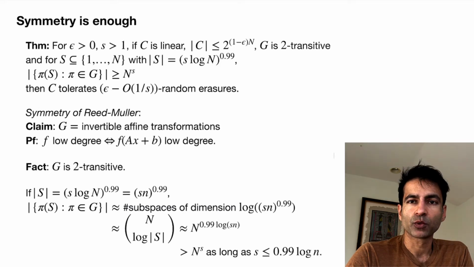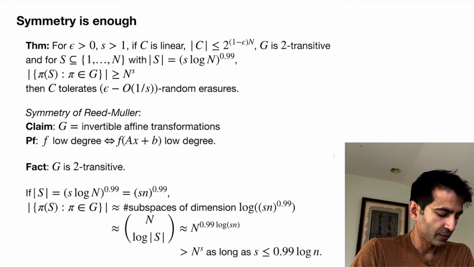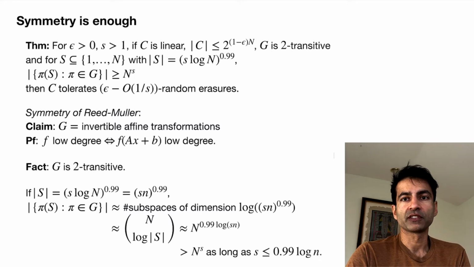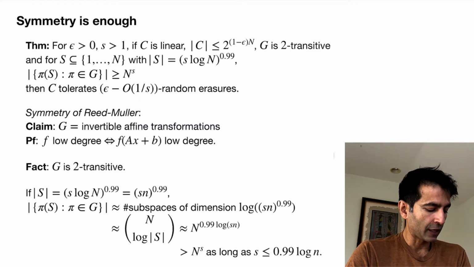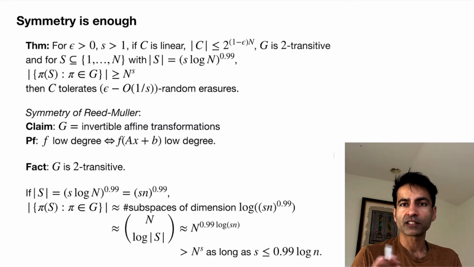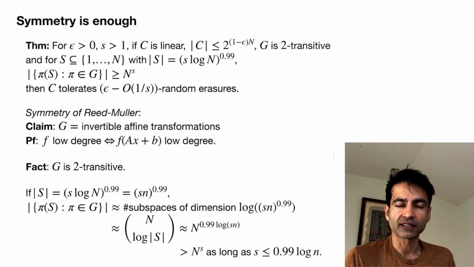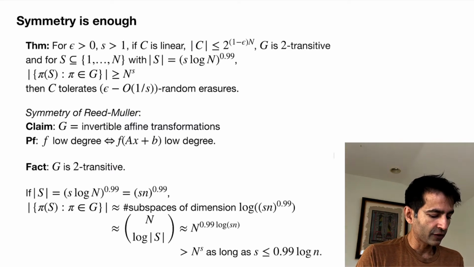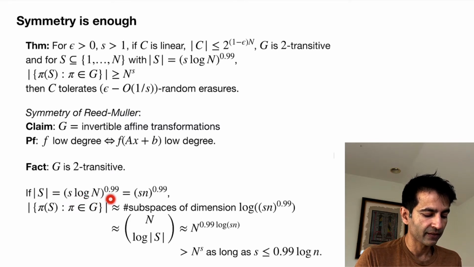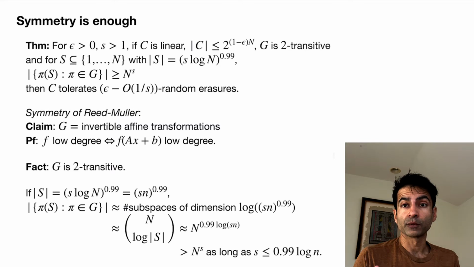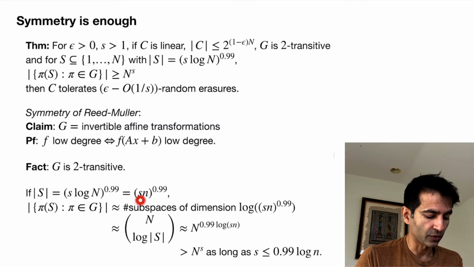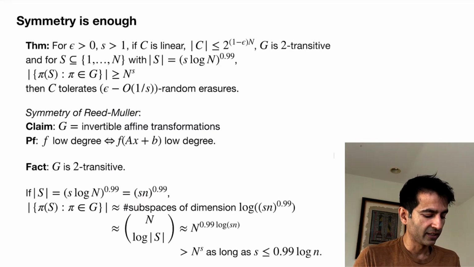And just to check what this says about Reed-Muller codes, well, as I said, the group of symmetries for Reed-Muller codes is the set of linear invertible affine transformations. If you pick a set, this is a two transitive group, that's easy to check. And further, if you take any subset of the coordinates of size s log n, and log n here for the Reed-Muller code is equal to the number of variables used in the polynomials. So this is s times little n to the 0.99.